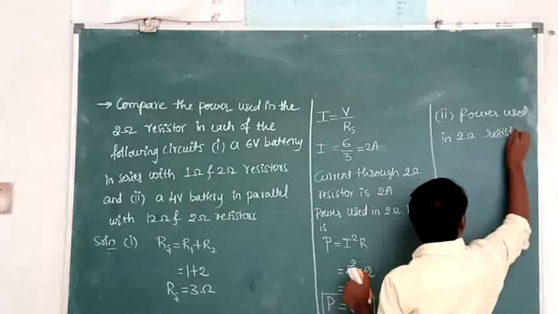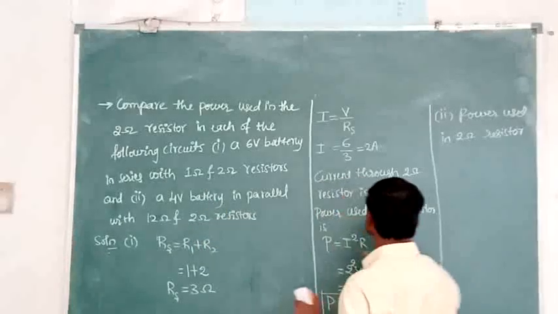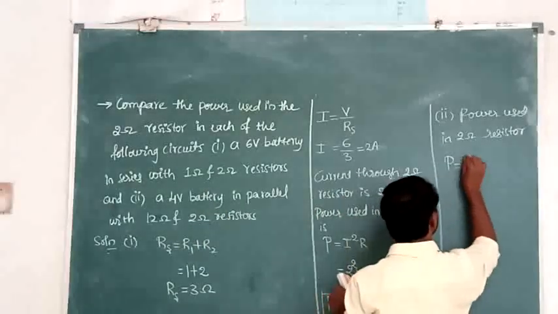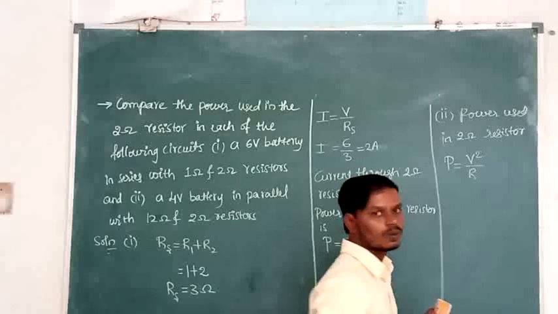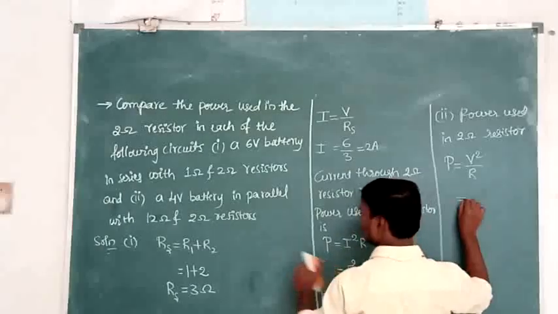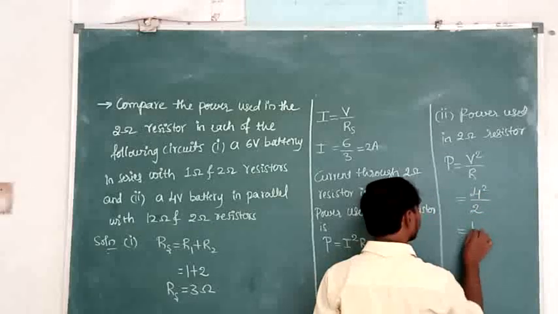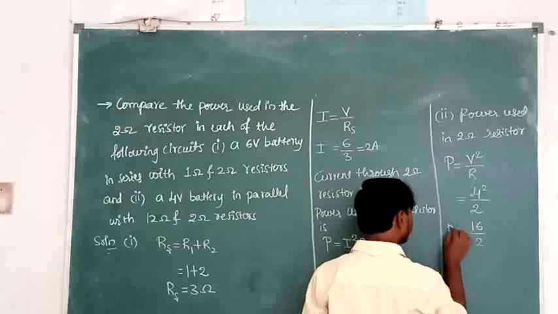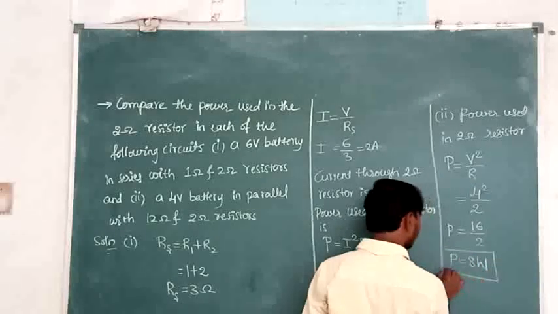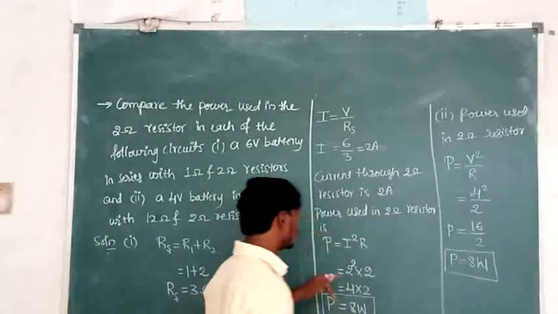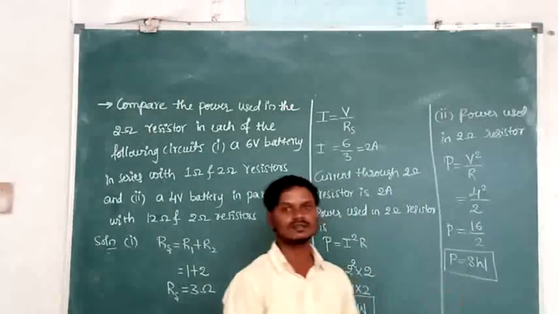Power used in 2 ohm resistor. Only what is the power used in which resistor? 2 ohm only. Okay. So that is P is equal to V square by R. Why do we have to use V square by R here? In parallel combination, what is same? Voltage is same. So what is V? V is 4. 4 square divided by 2. Then 16 by 2, that is 8 watt. In both cases, powers are same. Power used by the 2 ohm resistor in series is 8 watt. Power used by the 2 ohm resistor in parallel combination is also 8 watt.